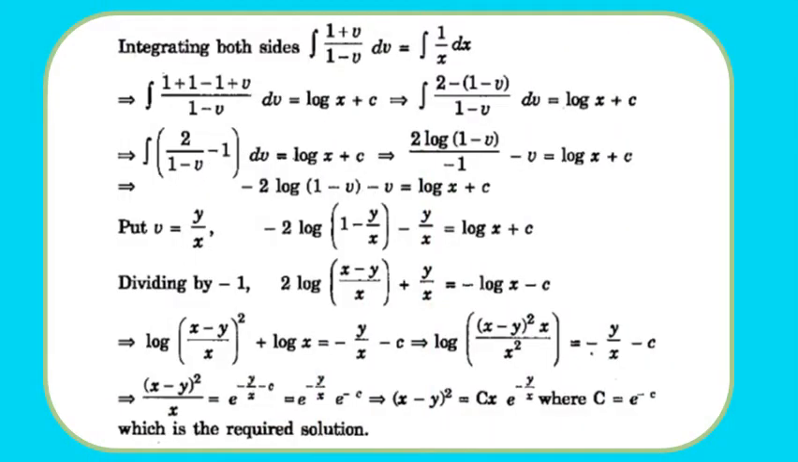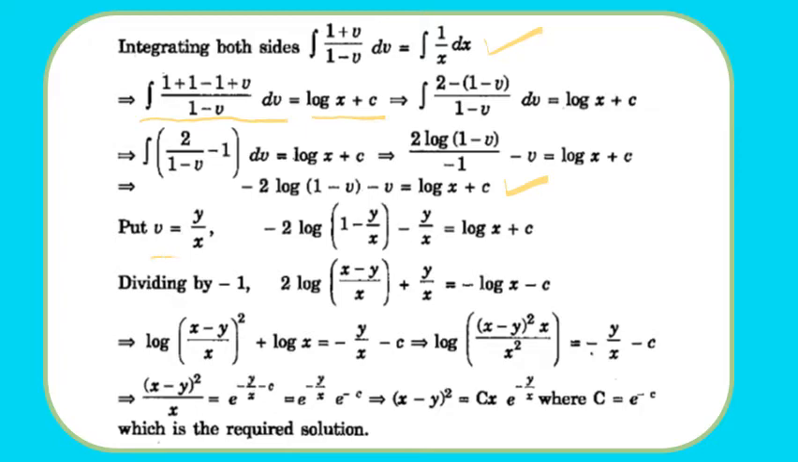So integrating both sides, we get integral of (1 plus v) upon (1 minus v) dv equals integral of 1 upon x dx. Now we have learned lots of integration in chapter 7, so we can simply integrate this. So on simplifying, we are getting integral of (2 minus (1 minus v)) upon (1 minus v) dv equals log x plus c, which is the integral of 1 upon x. So integrating this, we are getting minus 2 log (1 minus v) minus v equals log x plus c.